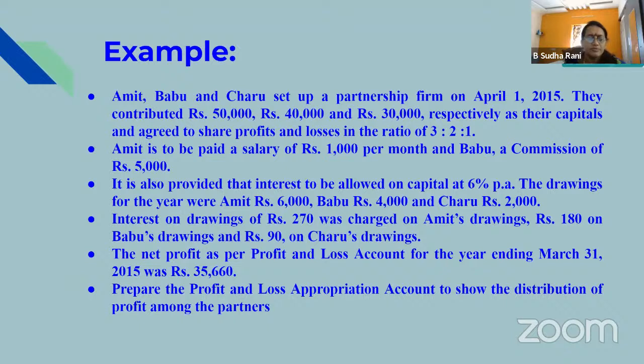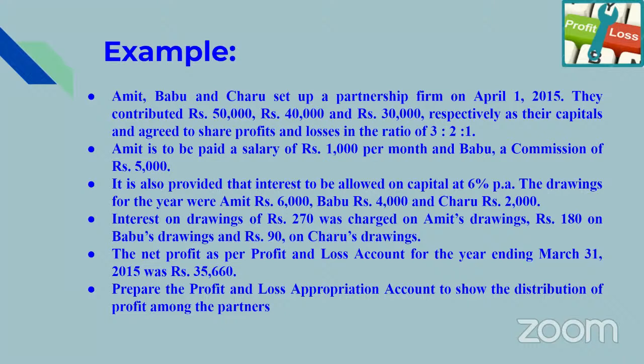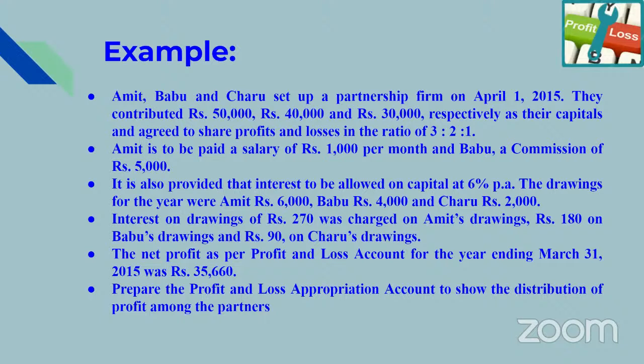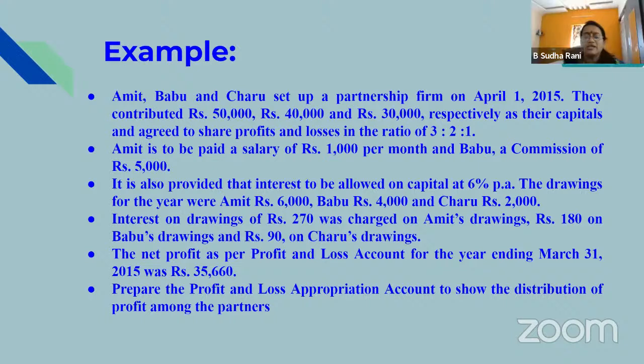Read next point. It is also provided that interest to be allowed on capital at 6% per annum. The drawings for the year were Amit rupees 6000, Babu 4000 and Charu 2000. What is that rate he gave? 6%. Interest on capital. Very good. So upon what you are supposed to calculate that 6%?